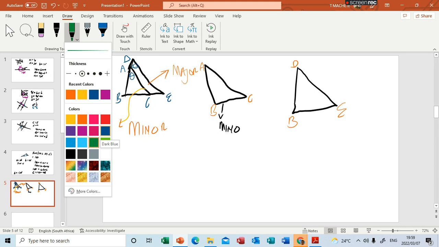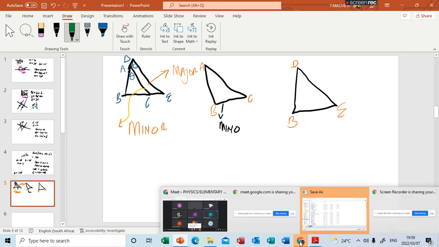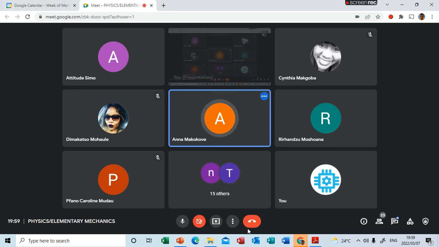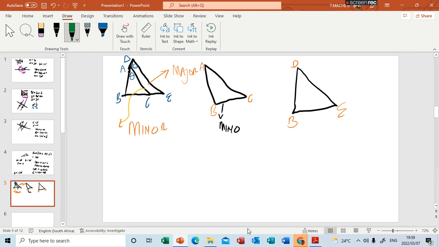I can't see your screen anymore. Can anybody else see your screen? No, I can't see it as well. Yes, your screen is gone. It's no longer presenting. Okay, let me stop presenting and present again. I can see the screen. It's because of the network. Sometimes the network can affect the presentation, because if you've got a network problem, there will be a delay. On my side it says it's still presenting.